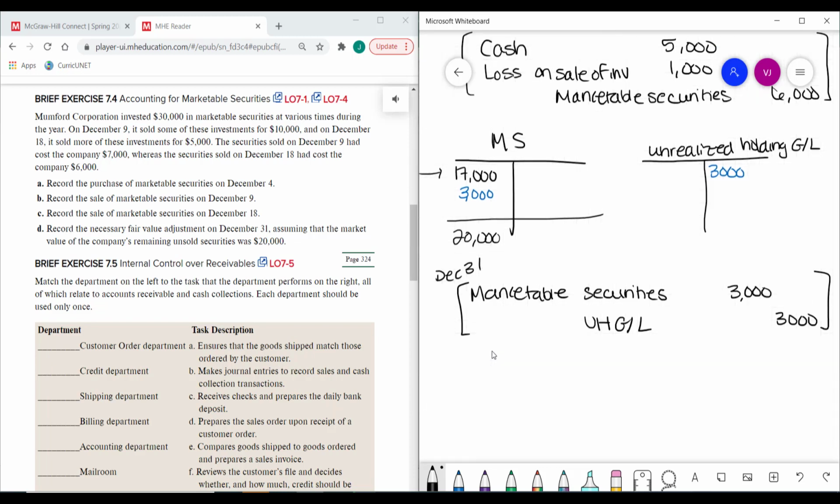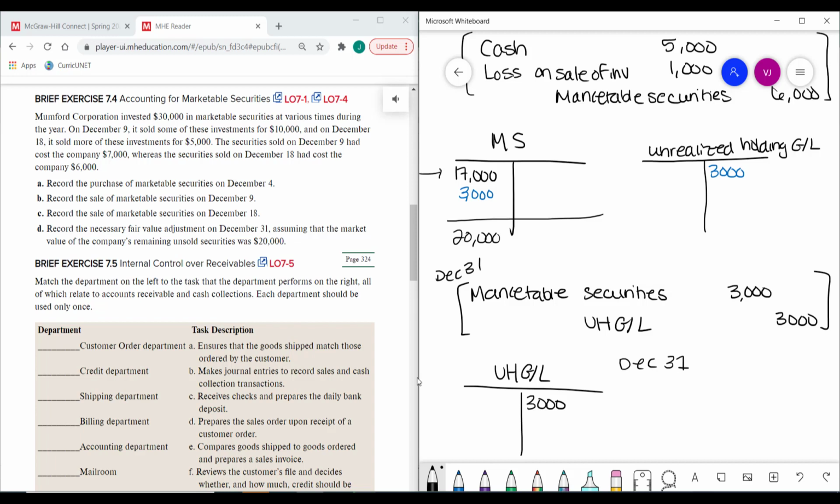Now, just a side note here, this unrealized holding gain or loss account now has a $3,000 credit balance as of December 31st. But what happens at the end of every year? There's some part of the accounting cycle that happens at the end of every year. And that would be our closing entries, right? We close all of our income statement accounts, all of those temporary accounts.